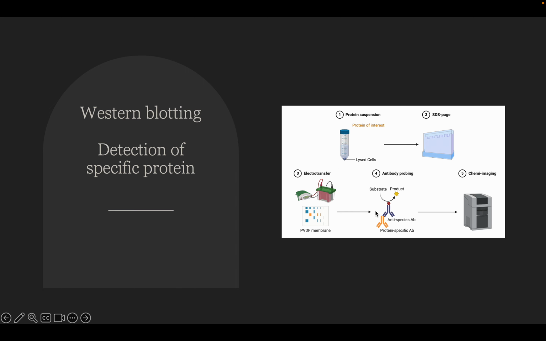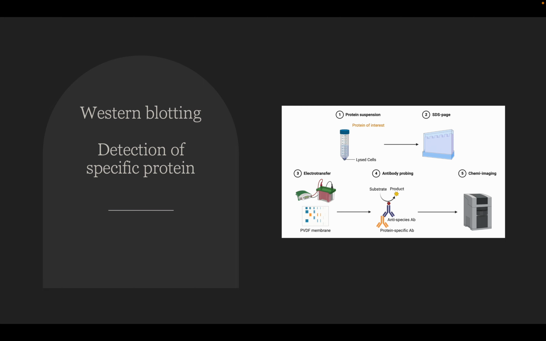Then you add the substrate, and this HRP is an enzyme. Wherever the enzyme is present, because it will be present only if the primary antibody is bound, the substrate will go, and the product is released, which forms a band. Then you can check them in the chemiluminescence imaging system, and you can see the band at the specific places of your interest only.